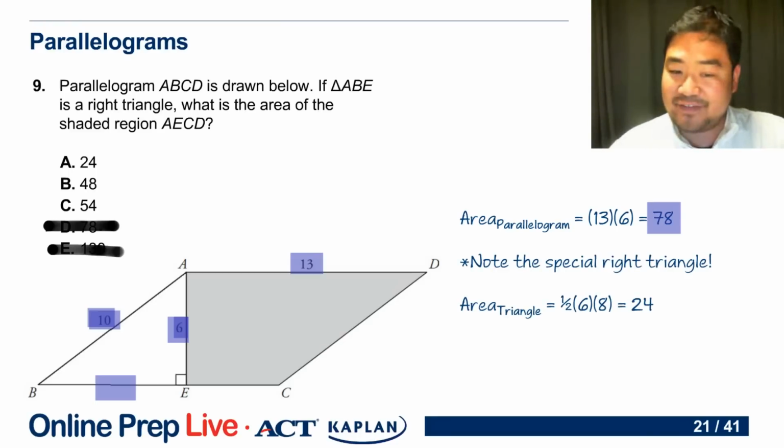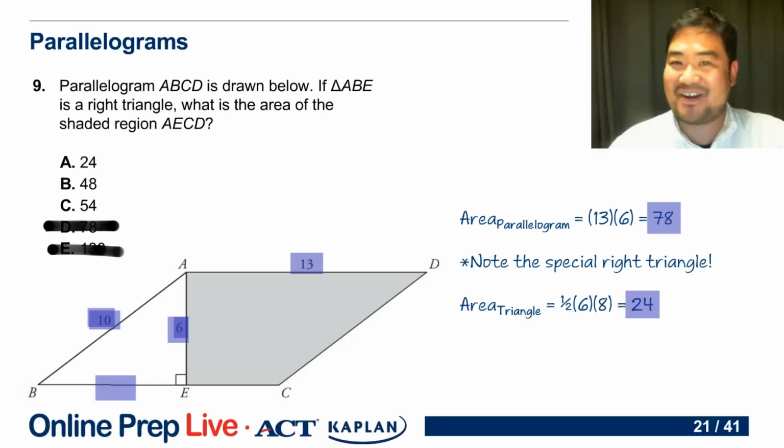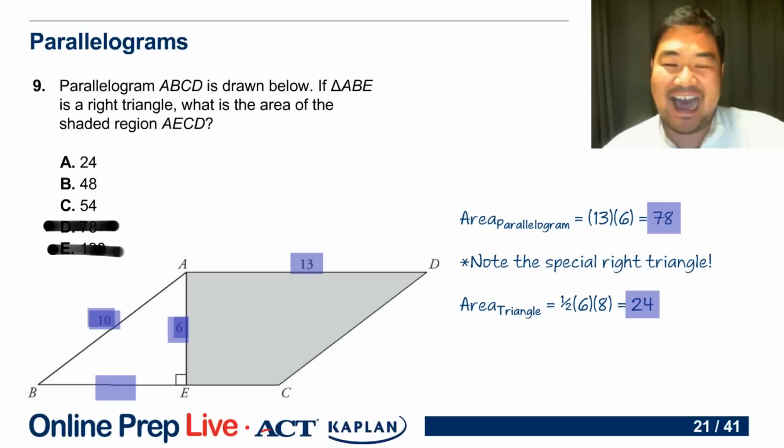And now we can figure out the area of the triangle. 1/2 times 6 times 8, which is equal to 24. So the area of the triangle is 24. Last step, hardest part of the question. Wink, wink. How do you find the area of the shaded region? You know the area of the parallelogram is 78. You know the area of that right triangle is 24.